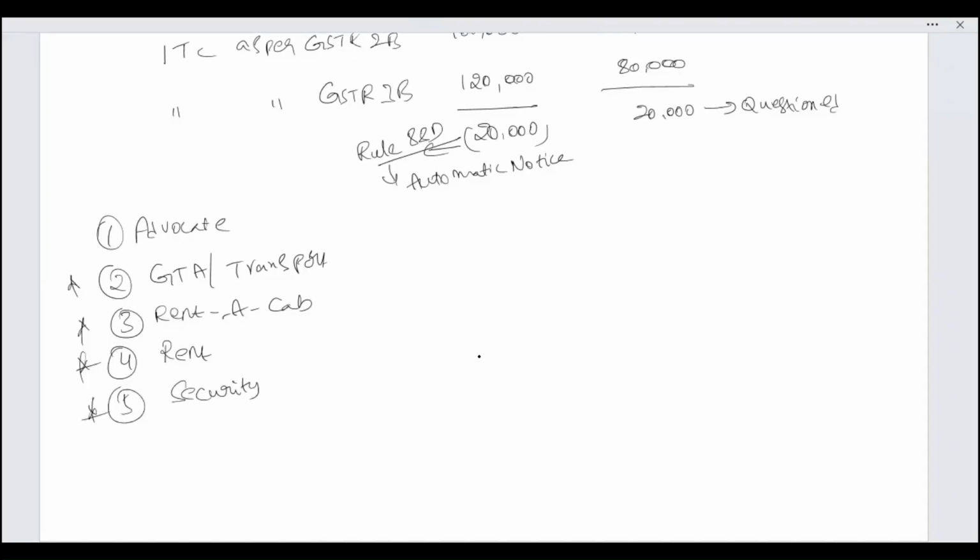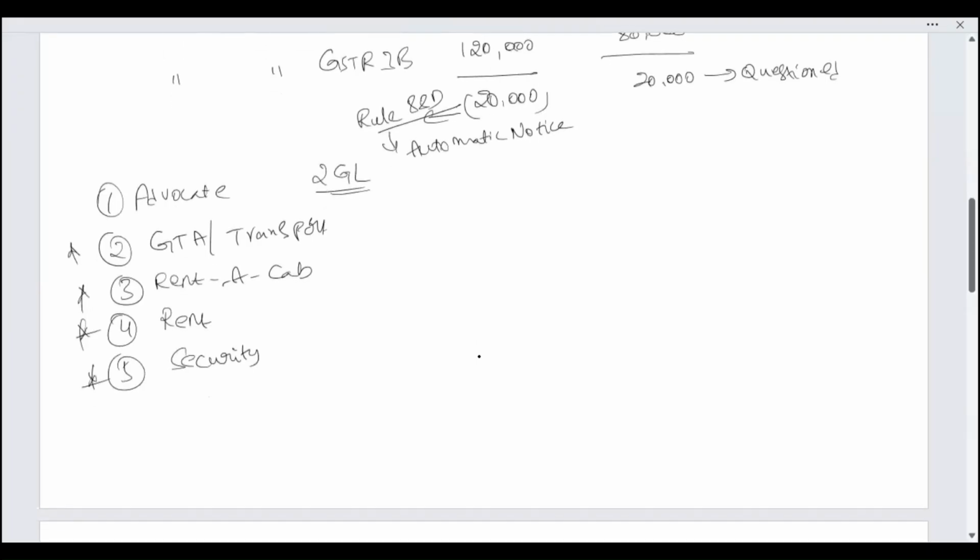So what is paid under forward charge? What is paid under reverse charge? Better to have two GLs separately. This is with respect to reverse charge mechanism.